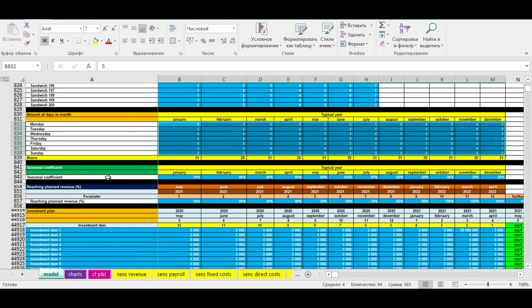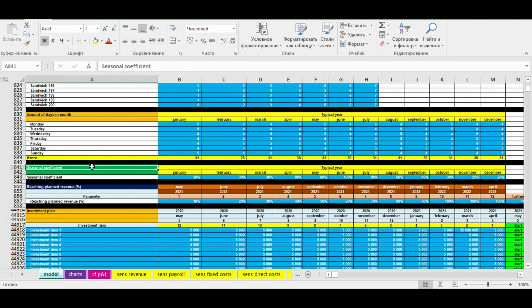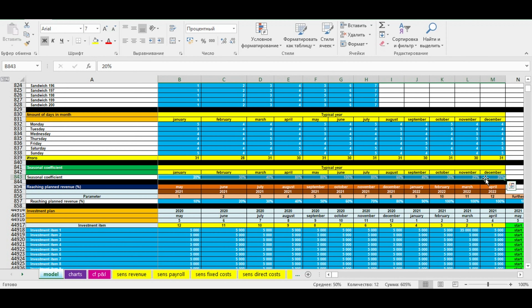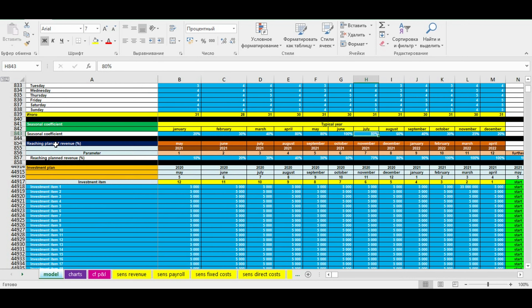In the next block of inputs, we enter seasonal coefficients for revenue in typical year, where 100% is maximum. For example, our revenue can decrease in January and increase in September. When we start our fast food, we won't be able to get maximum revenue right at the first months. So we need to set up the pace of achieving our planned revenue.